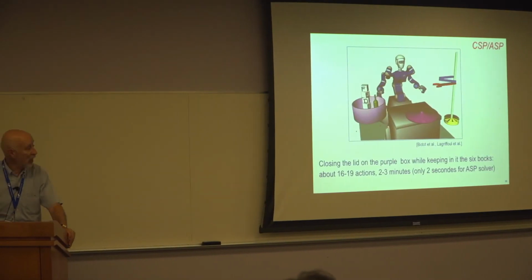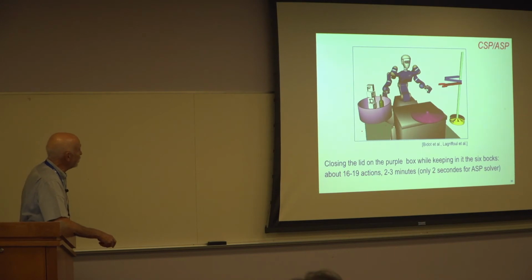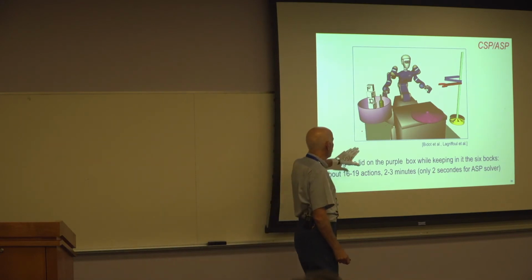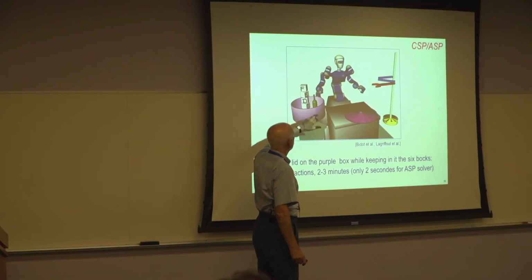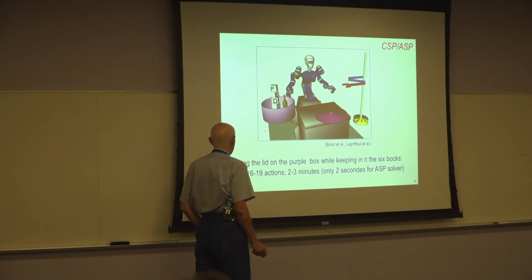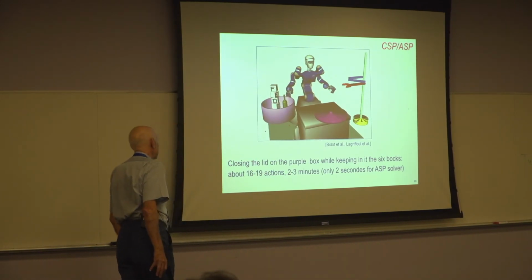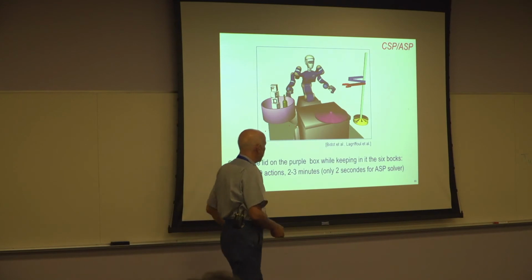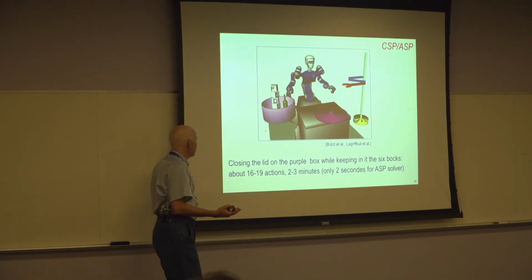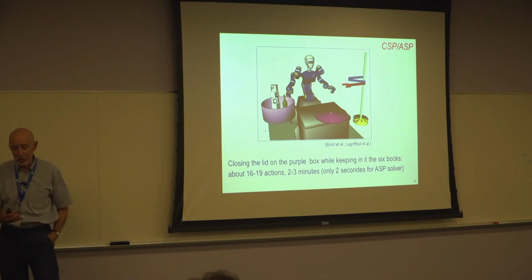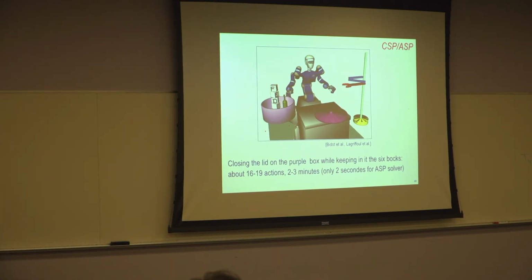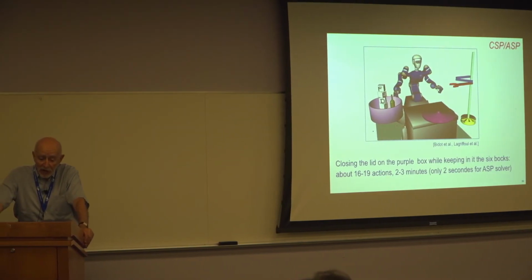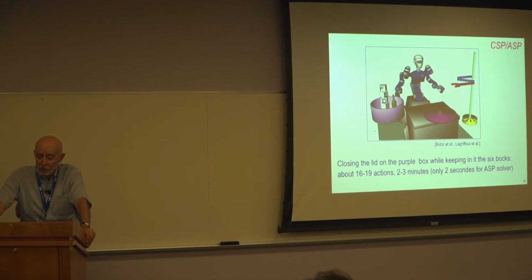And they have been able to apply this system to something as complex as, in this example, to close the lid on this purple box while keeping in it the six boxes and the bottle. And this is about 15 to 20 actions in two to three minutes. The symbolic part takes only two seconds here. The ASP solver doesn't cost much. Most of it is in the geometric reasoning and finding why the geometric action worked or didn't work. So a set of complex CSP techniques to analyze possible failures.